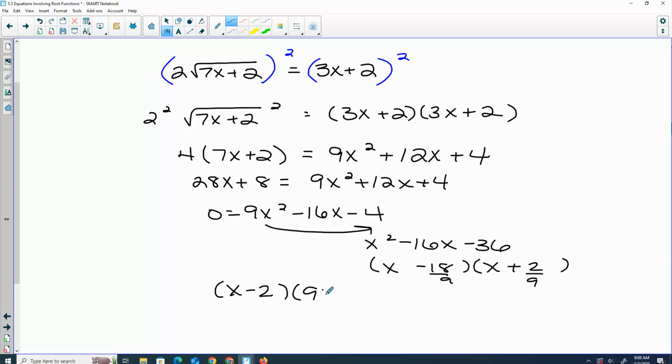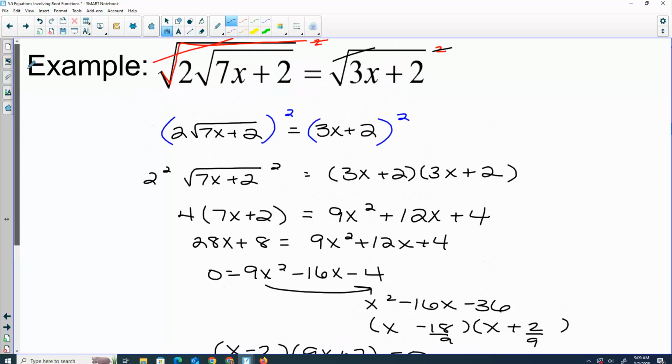Minus 2 and x plus 2. Then if we set those equal to 0, we get positive 2 and negative 2 ninths. Am I done? We have to check them. You're welcome, just use your calculator if you want.